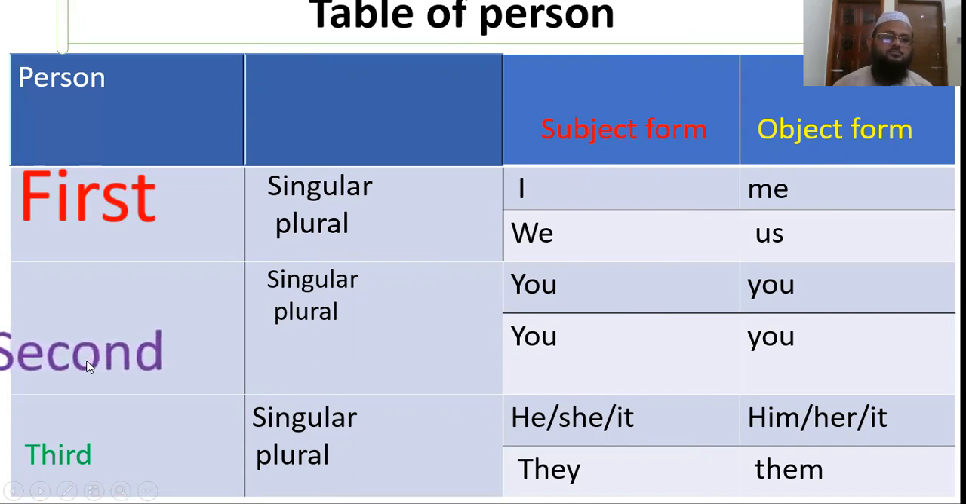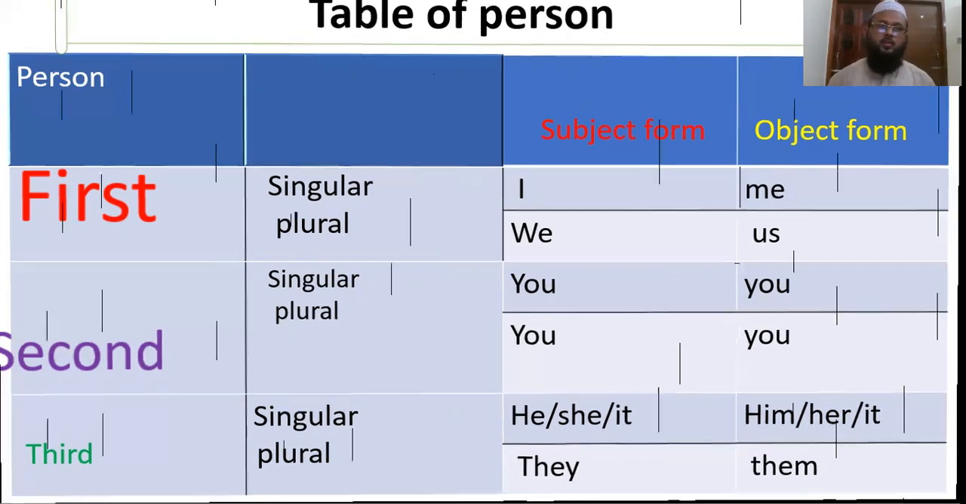Second person, singular subject form you, object form you. In plural, subject form you, object form you. Third person, singular subject form he, she, it, object form him, her, it. In plural, subject form they, object form them.